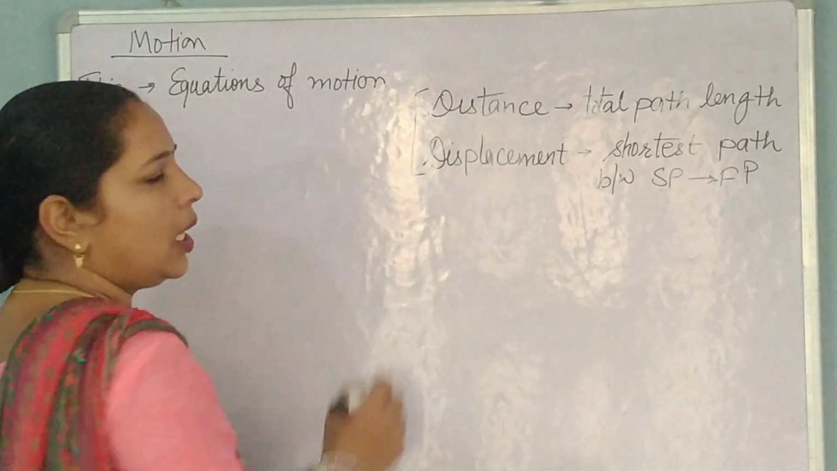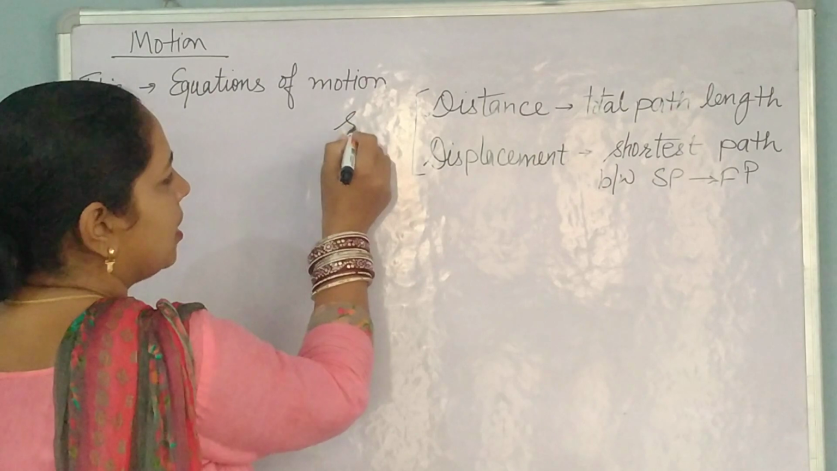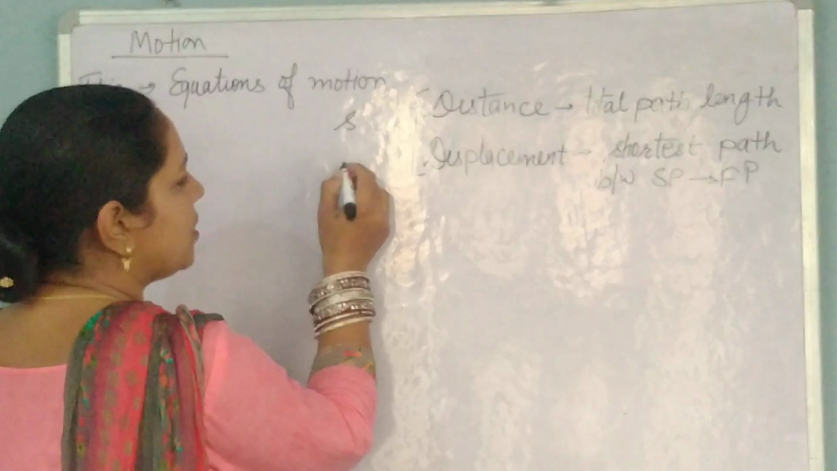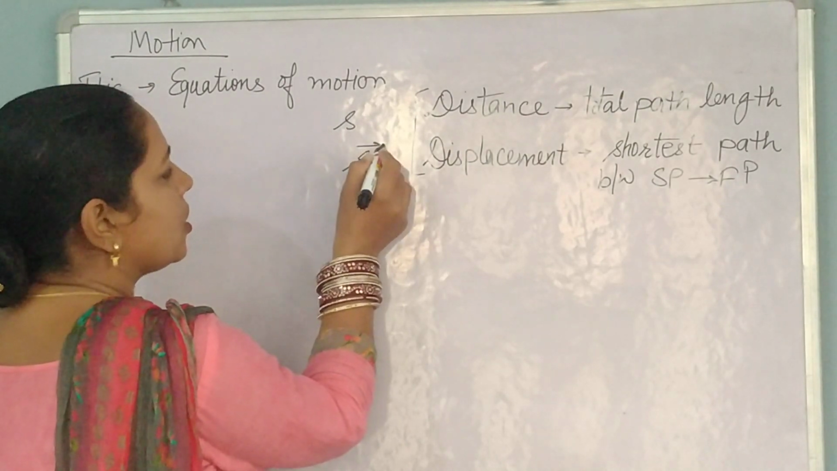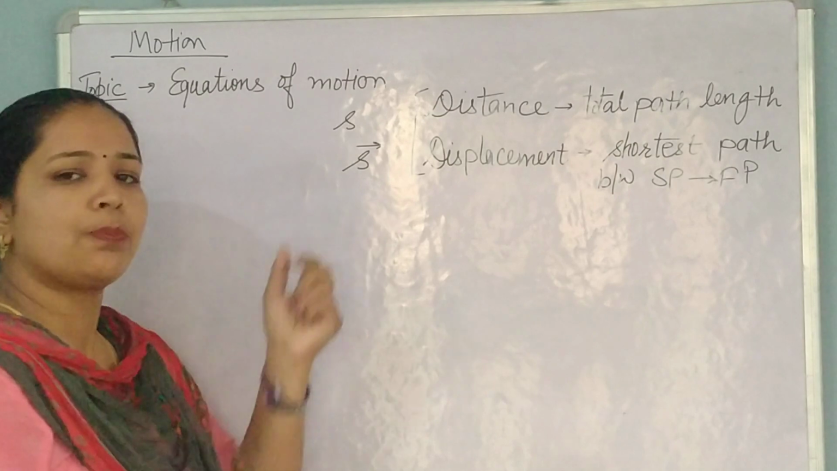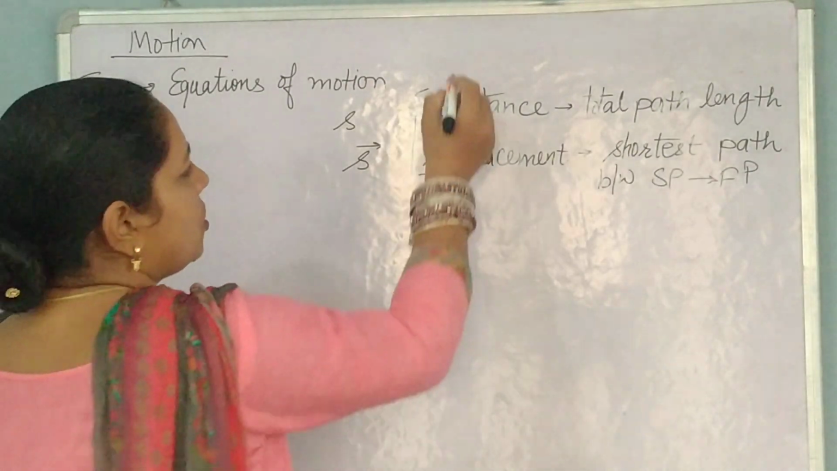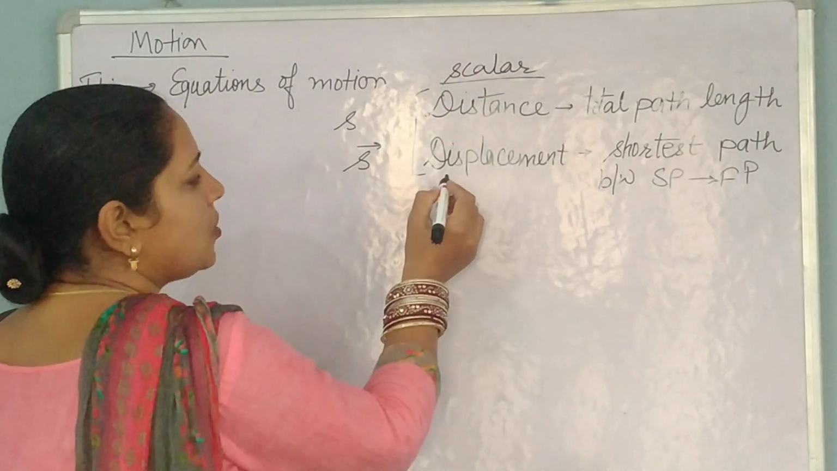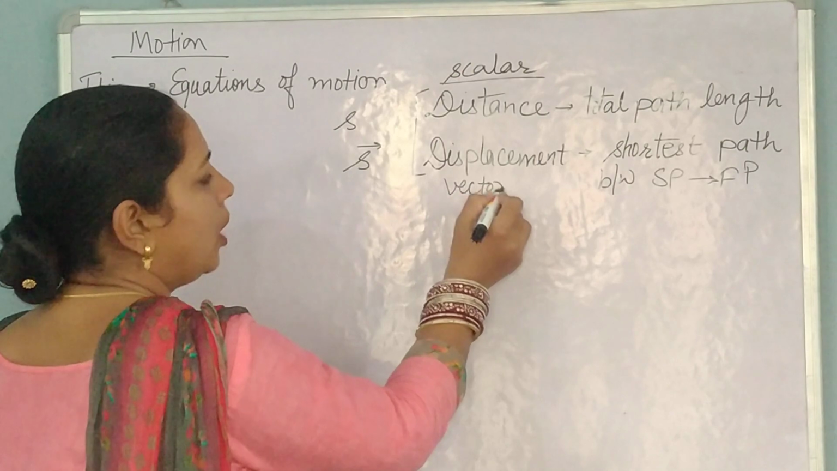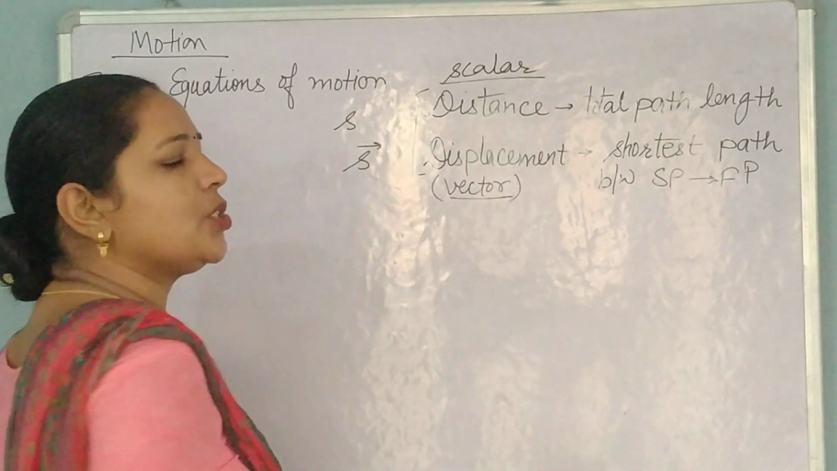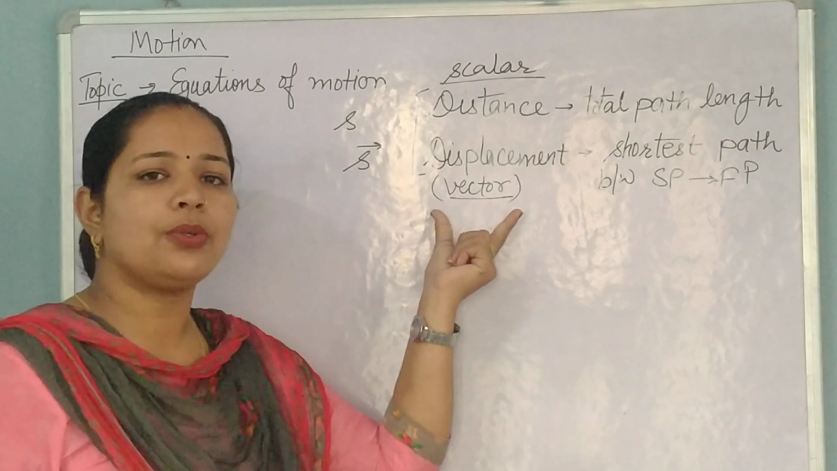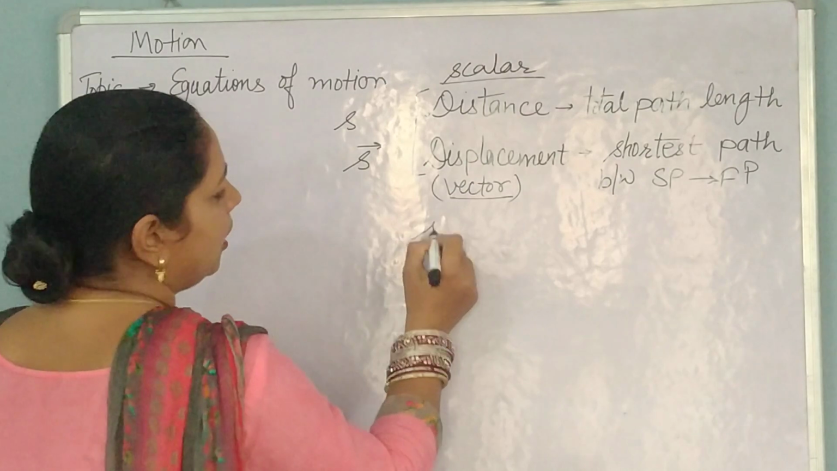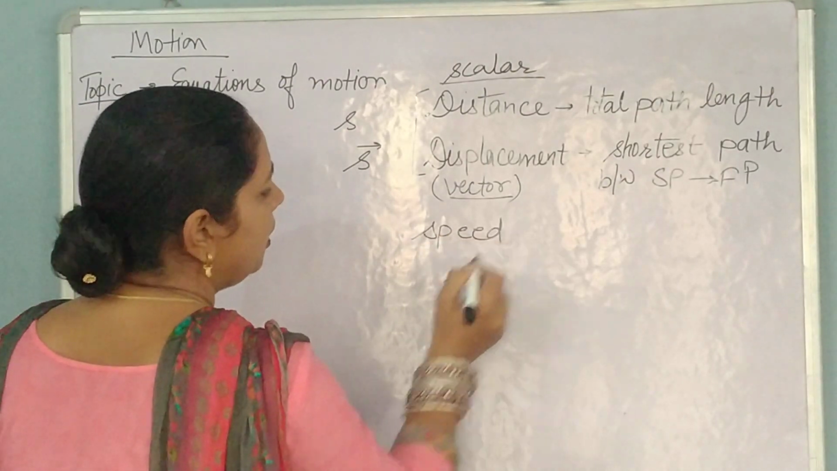Both these terms are represented by the symbol s, but the only difference is that if we write simply s, that means distance, and if we write distance with an arrow, that is displacement, because distance is a scalar quantity which has magnitude only, whereas displacement is a vector quantity for which we have to define magnitude as well as direction both.